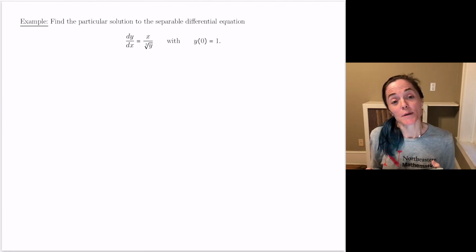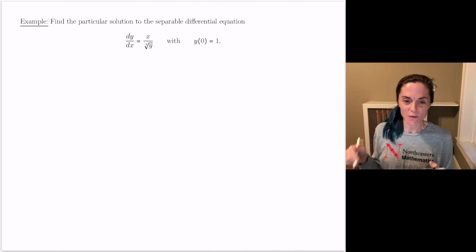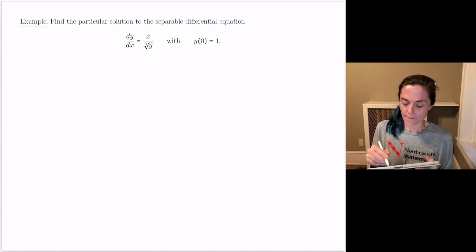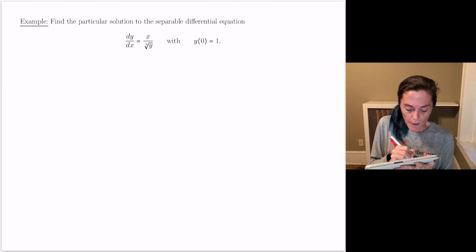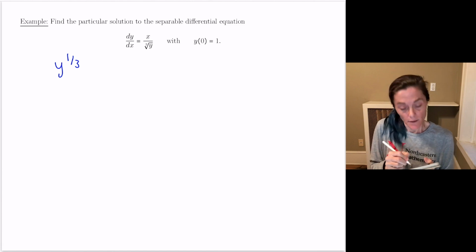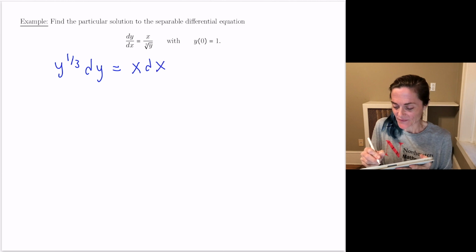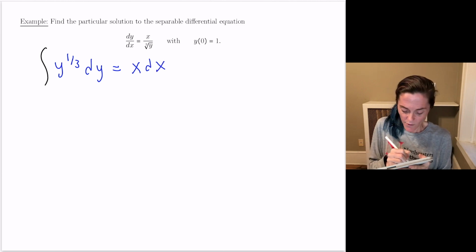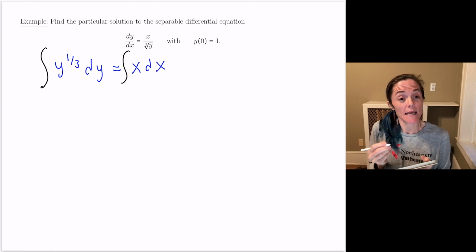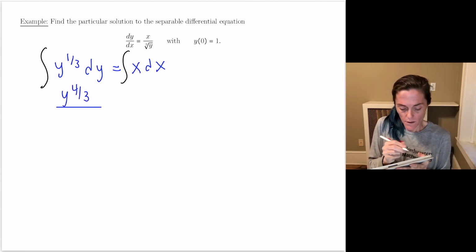Next one, find the particular solution to the separable differential equation. dy dx is x divided by the cube root of y, with y of 0 equals 1. Okay, fantastic. So we multiply by the cube root of y. I'm going to go ahead and write that as a power. And then we multiply by dx. We integrate with respect to y, integrate with respect to x. Here we add a power, divide by the higher power.